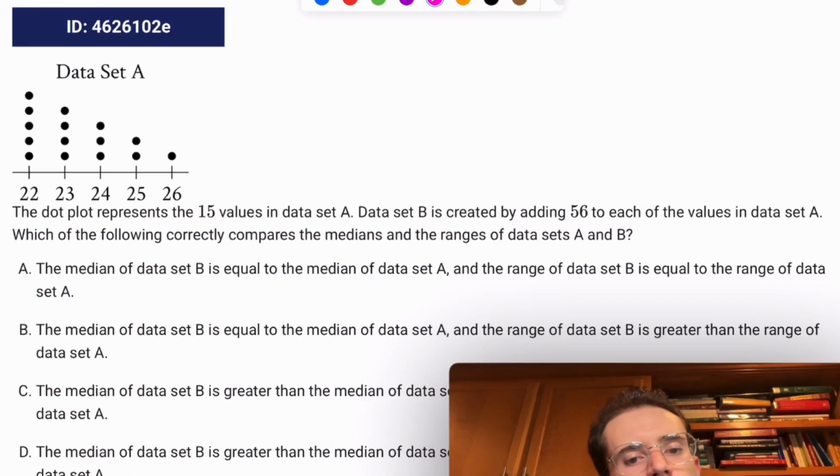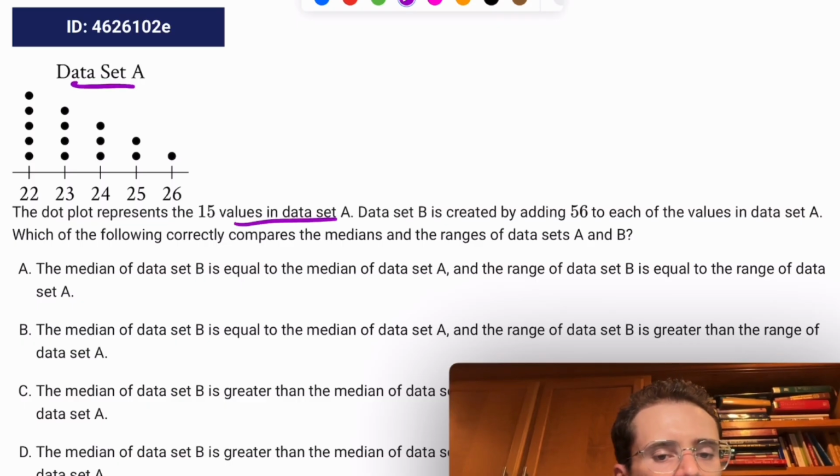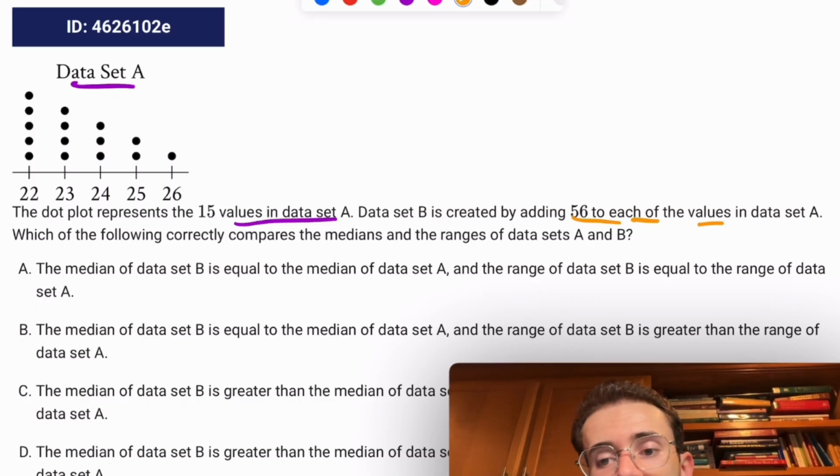The dot plot represents the 15 values in dataset A. Okay, so this is dataset A right here. Dataset B is created by adding 56 to each of the values. I thought it was going to be adding an outlier all the way up here, but it's adding 56 to each of the values in dataset A.